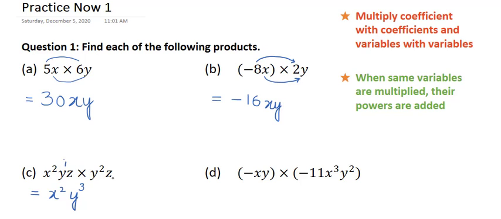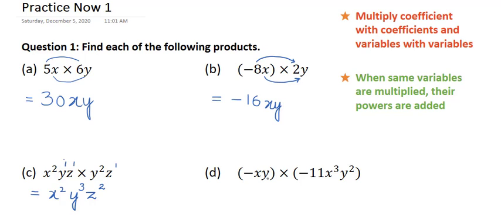And z multiplied by z, power of z over here is 1. Again, the power of z on this term is 1. Add these powers together. 1 plus 1 is 2. So this is the answer of C part. Let's proceed to the last part now.